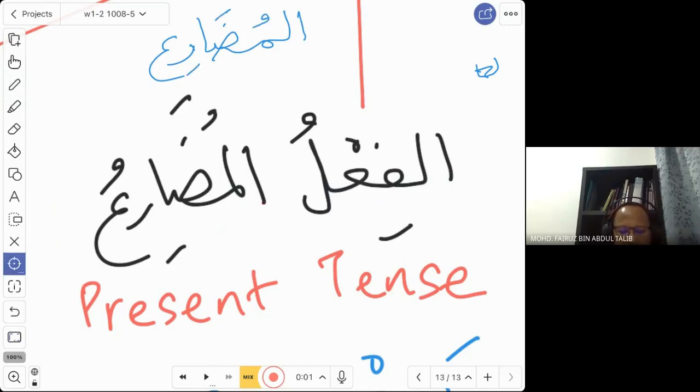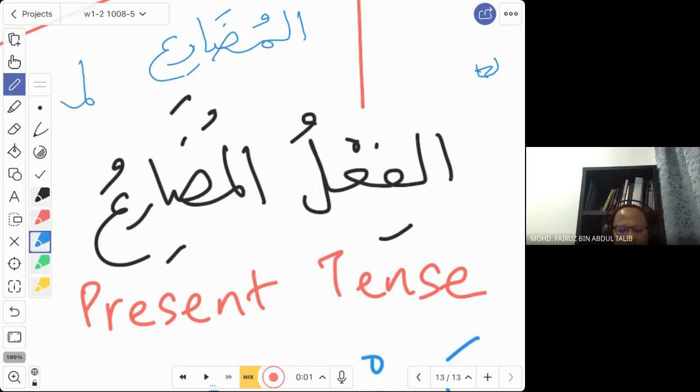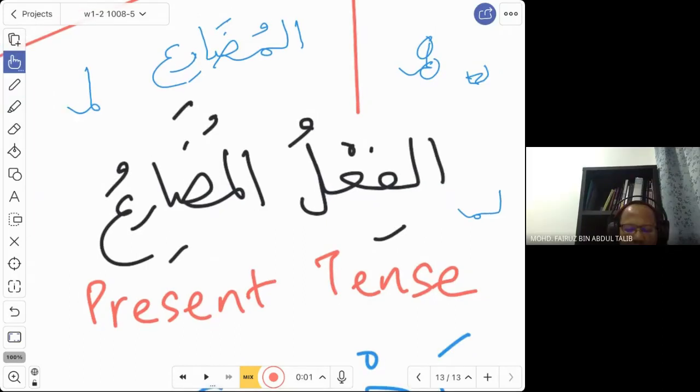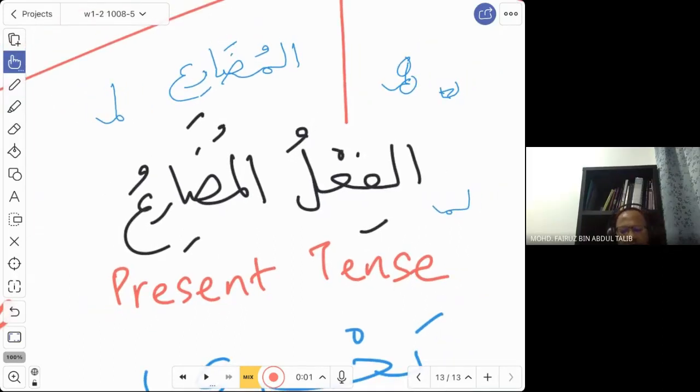Al-fi'lu, this is lam, this is mim. This is how we combine the lam and mim. Lam and mim, you can do this. That is the combination of lam and mim. In computer, they will sometimes do this. That is actually lam and mim. Normal writing, you can also do this. Okay, thank you. Al-fi'lul mudari, yeah, present tense. Al-fi'lul mudari.